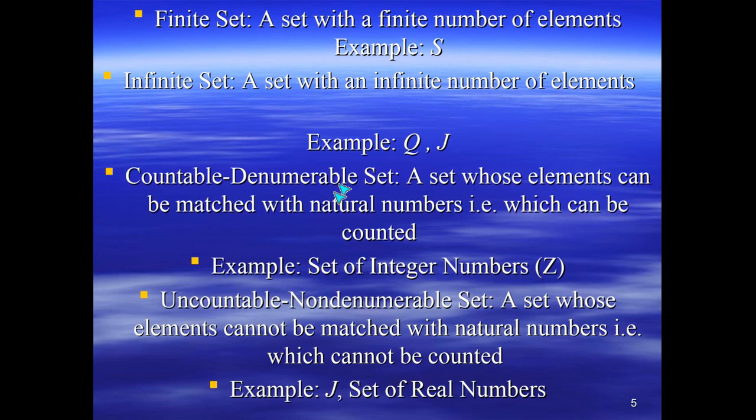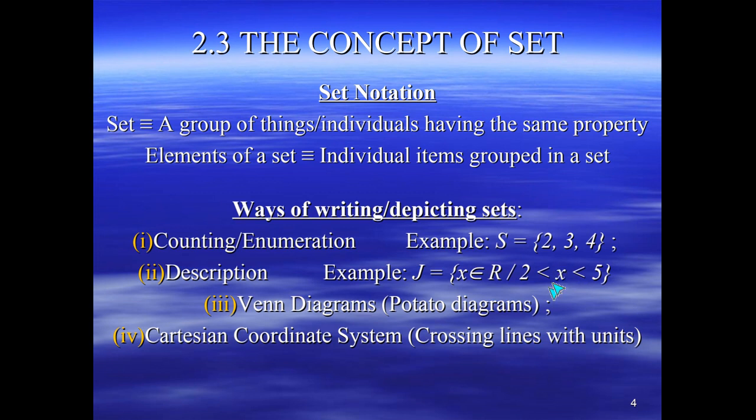Then we have infinite sets, which are sets with an infinite number of elements. What are the examples? Q, all the rational numbers, or R as well. Or Z is countable, but it has an infinite number of elements. Or J, the simple set we wrote before, all the real numbers between 2 and 5. Between 2 and 5 there is an infinite number of real numbers, so it's also an infinite set. You see?